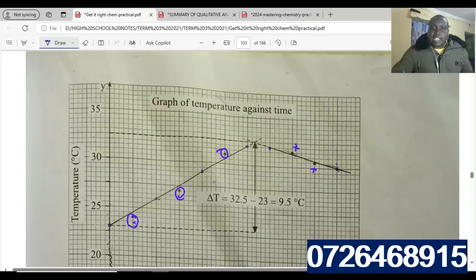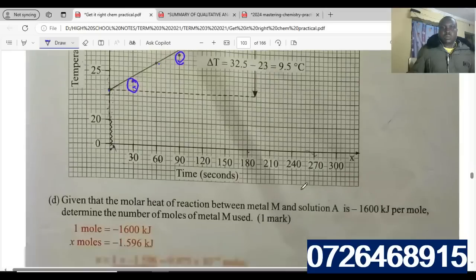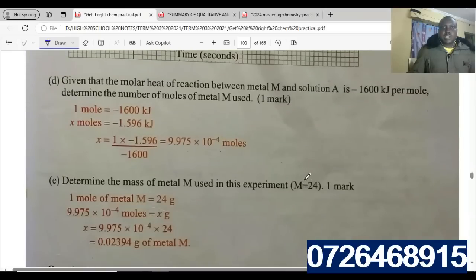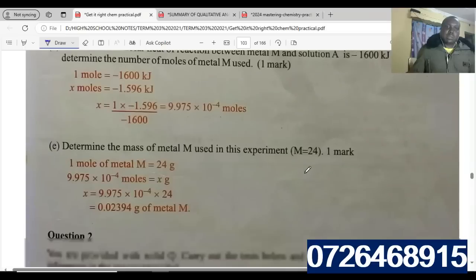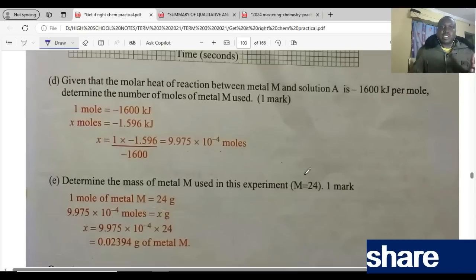Sasa line yake ilifika hapa na hii ikafika hapa. Ndio hii sasa ame extrapolate mahali zina meet, you read the x, the y coordinate here, which gives you the maximum temperature. Maximum temperature. So these are the things you must have. Hii lazima uwe umesoma umeiva vizuri kufanya hizi calculation.